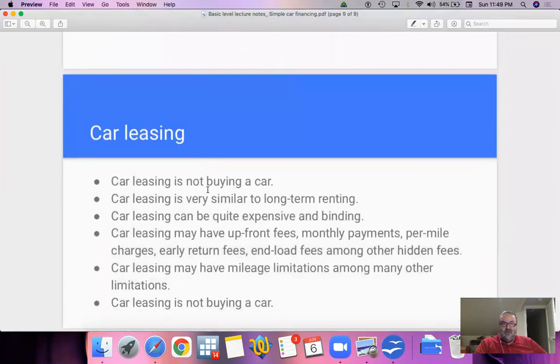And then finally, you should know that car leasing is not buying a car, and there could be significant costs and responsibilities associated with a leased car, and it could be expensive and binding.